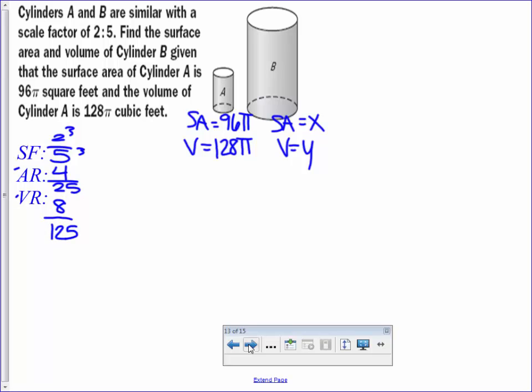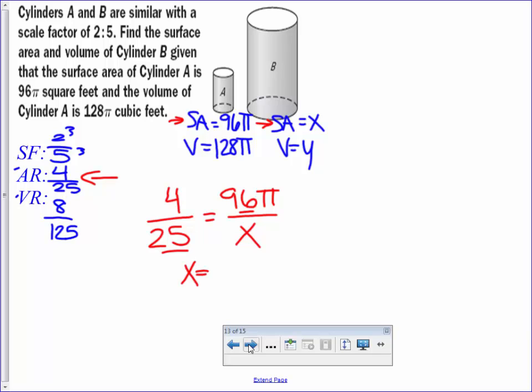So now, if you want to find the surface area, if we're going to solve for x, we're going to use the area ratio. 4 to 25 should equal 96 pi to x. And go ahead and cross multiply. What I'm going to do is keep it in terms of pi, so I'm just going to multiply my numbers. 96 times 25 and then divide by 4, which gives you x equals 600 pi. So that's the surface area of B.